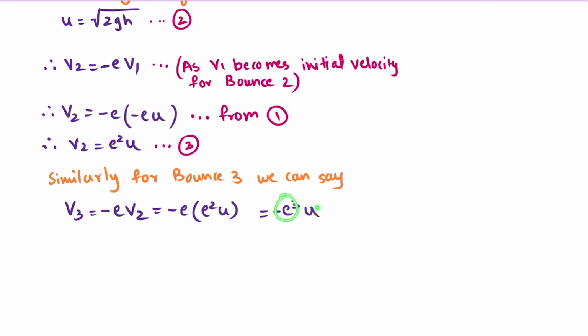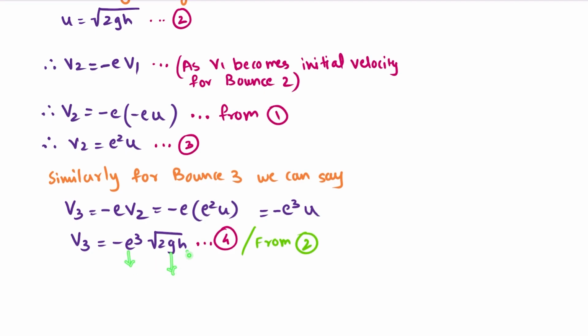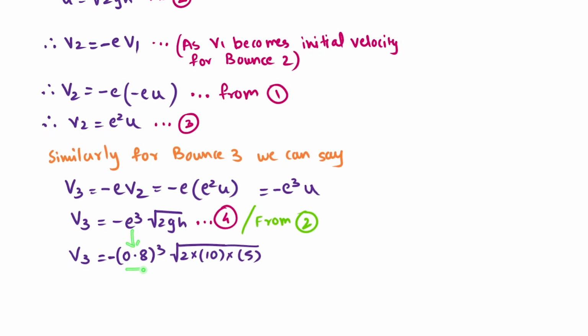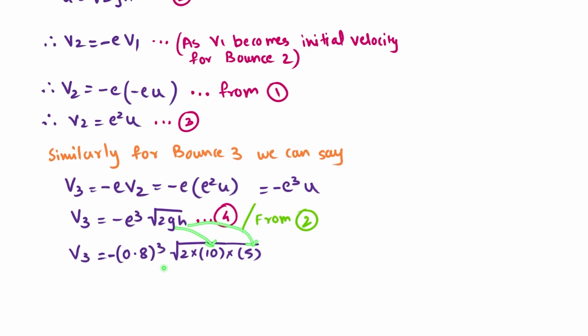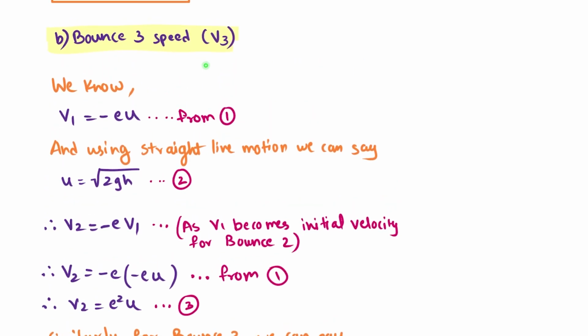Now, we know the value of e, but sadly we don't know the value of u. But we can substitute the value of u as root of 2gh, which we have already determined. So from equation 2, I can say u is equal to root of 2gh. So v3 now becomes minus e cube into root of 2gh. Now, in this particular term, we know the value of e, we know the value of g, and we also know the value of h. So if we substitute the values of the respective terms, we would get e as (0.8) the whole cube into under root of 2 into g, which we have taken as 10, and h, which is given to us as 5. If we solve this, we would get v3 as minus 5.12 meters per second. So this is the value of v3, that is the speed of the ball after the third bounce, which we were required to calculate.